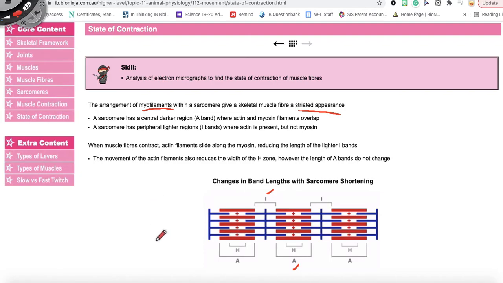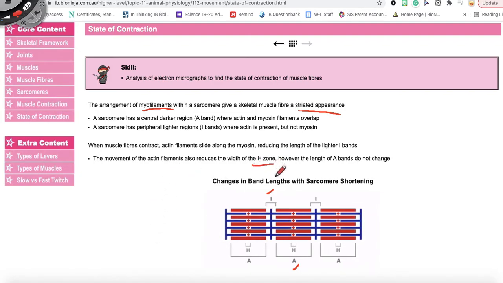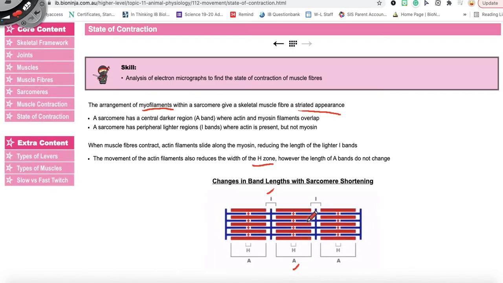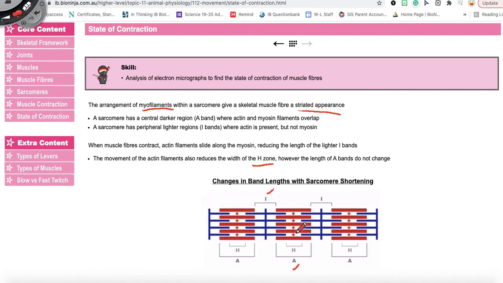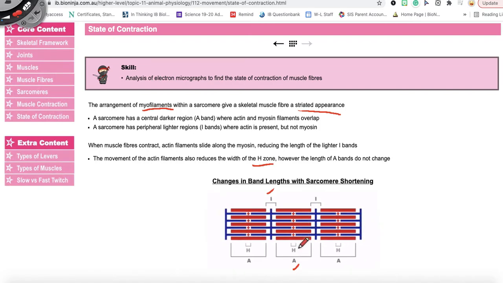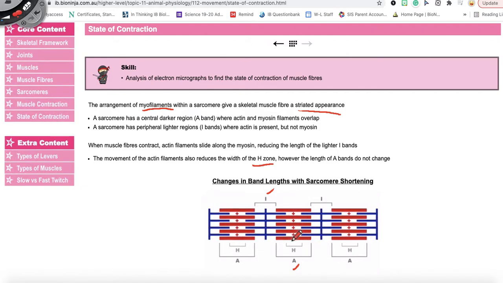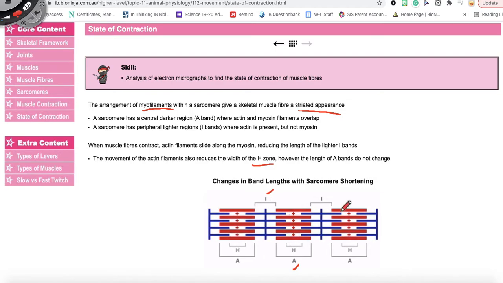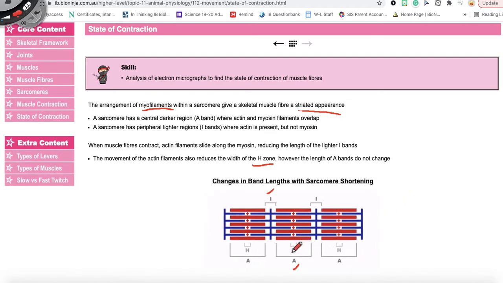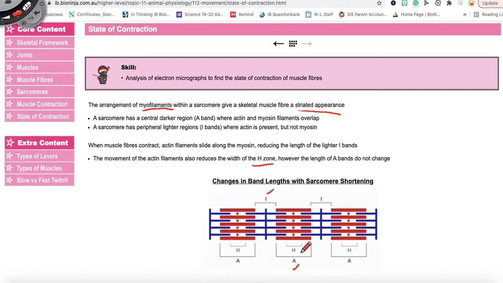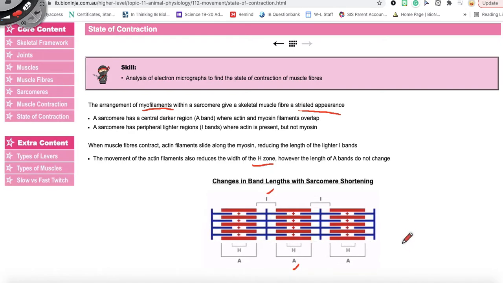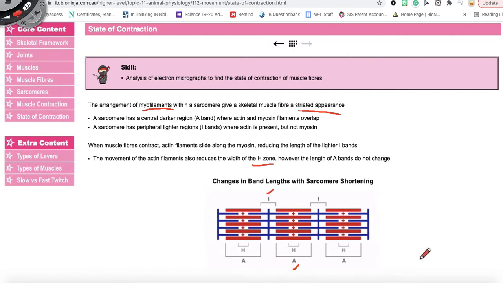Now, pay attention to the length of the H zone. Remember, the H zone was that region where you only find the myosin. Notice that when the muscle contracts, that central region where you only find myosin gets smaller when the sarcomere contracts. So the H region also changes in length. It goes from being wider to being smaller.